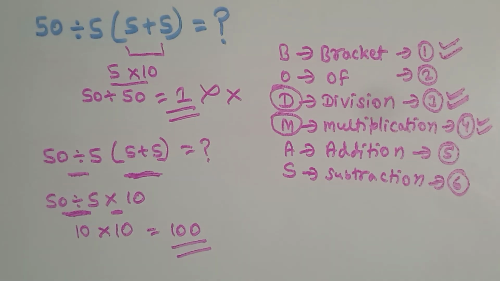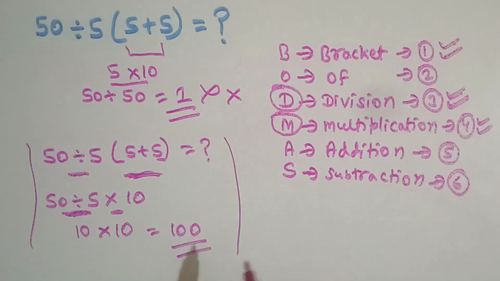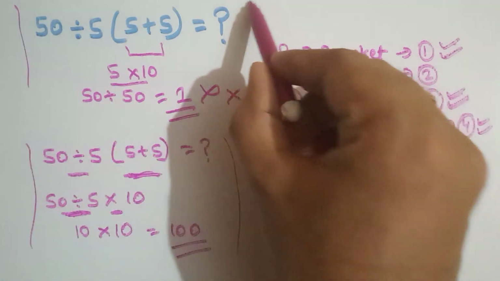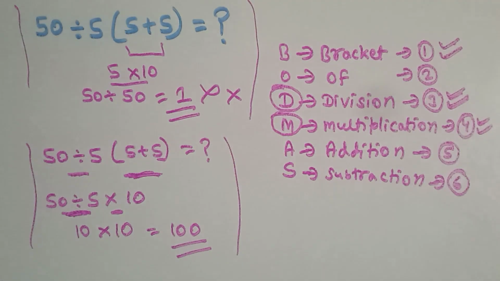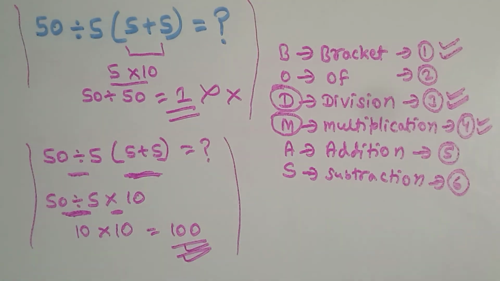You should calculate in this way to get your answer, right? But many students calculate the other way and find their answer 1. But 1 is the wrong answer, right? To get the actual answer, which is 100, you should calculate in this way, right? So this is what today's video is about. It is all about BODMAS.